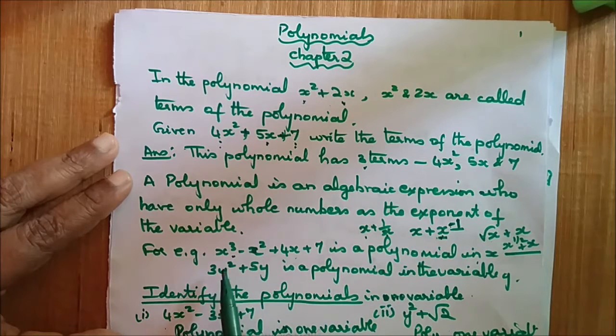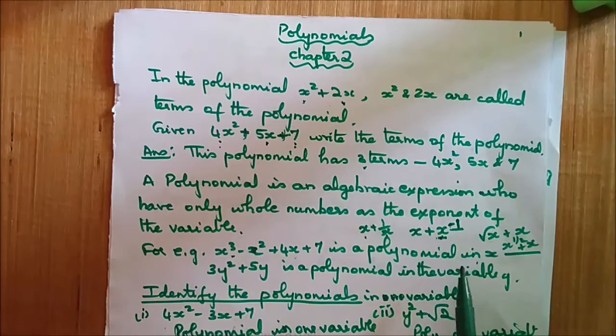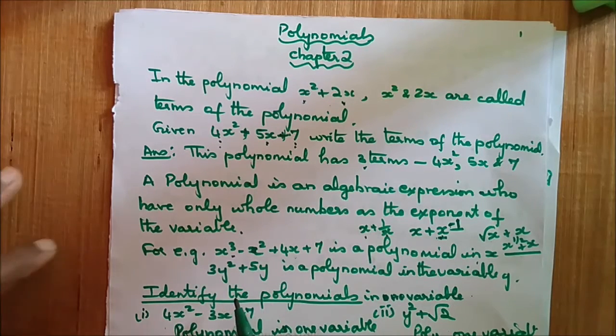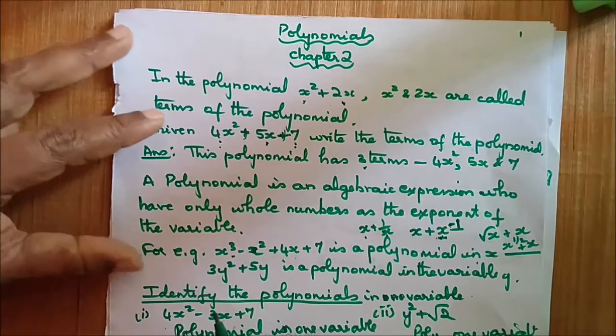Okay. Now I have been given a polynomial x cubed minus x squared plus 4x plus 7. So this is a polynomial in the variable x. Similarly, 3y squared plus 5y. This is a polynomial in the variable y. What do you mean by that? All the terms have y in it. So this is a polynomial in the variable y.